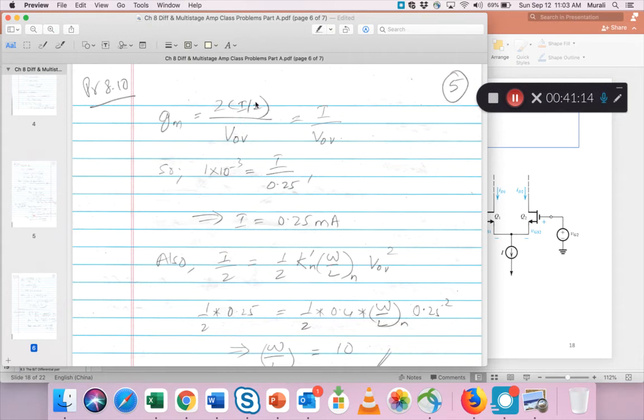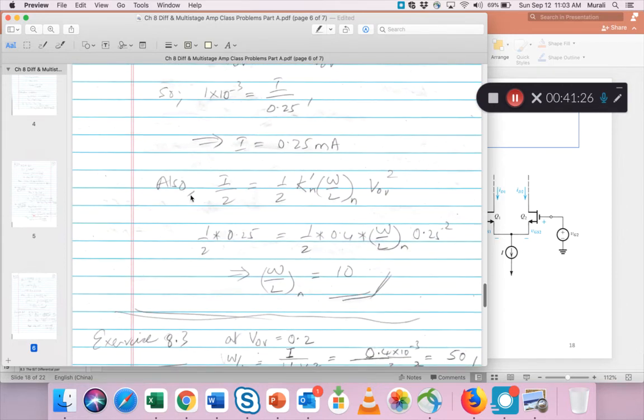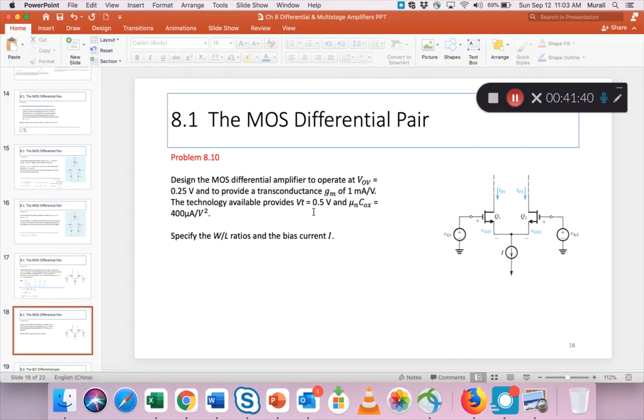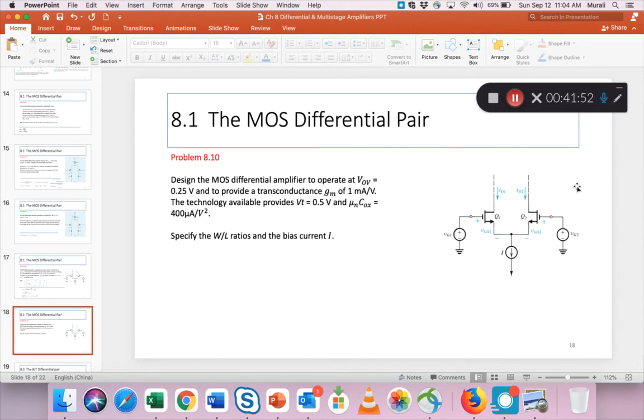GM has a pretty straightforward formula, and GM has to be 1 milliamp per volt. That gives us an I of 0.25. Another formula we use is I by 2, which is half the current in each of the two devices, is this, from which we can, and we are given VOV, right? VOV has to be 0.25. So based on that, you can come up with W by L to be 10. So that's a simple design problem from the back of the chapter.